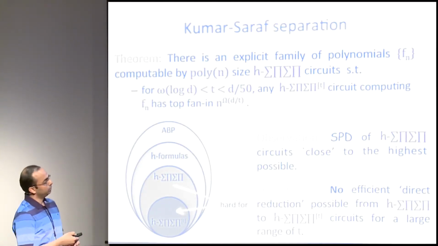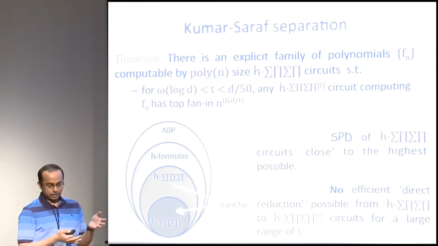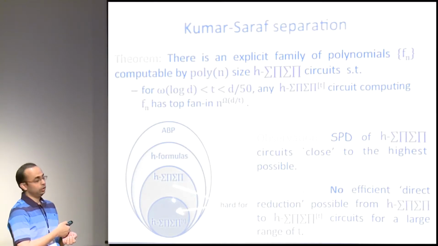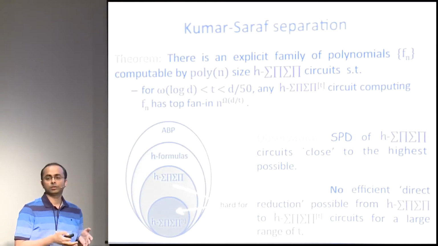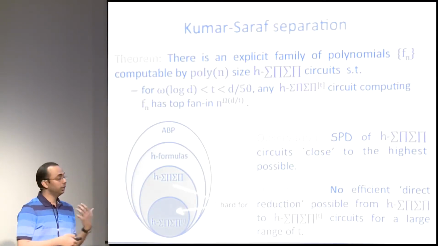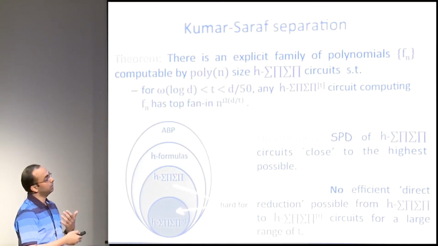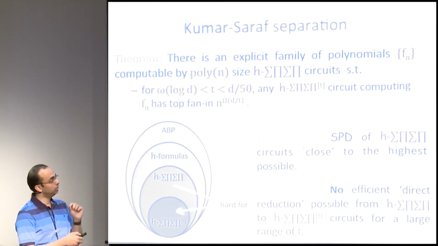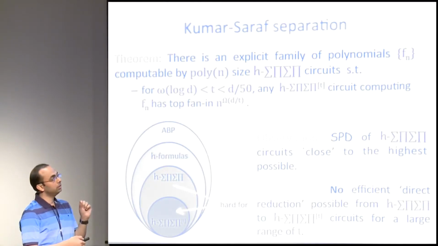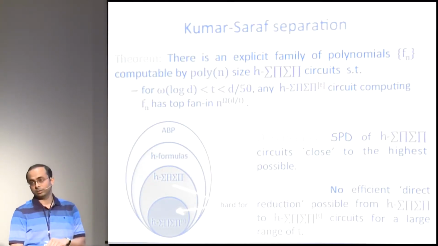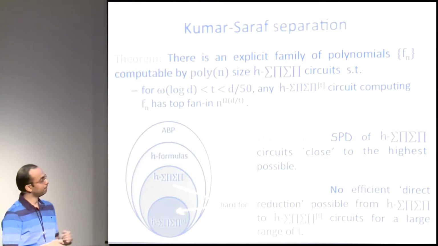Because of this, you know that one could have tried to reduce a general homogeneous depth 4 circuit to a homogeneous depth 4 circuit with small bottom fan-in without incurring too much of a loss. And since you have already proved a lower bound for this, that could have given you a lower bound for this. But this paper shuts that avenue down. It says that you cannot actually have any efficient direct reduction from homogeneous depth 4 circuits to homogeneous depth 4 circuits with small bottom fan-in, right?